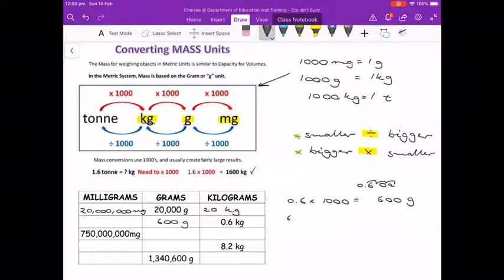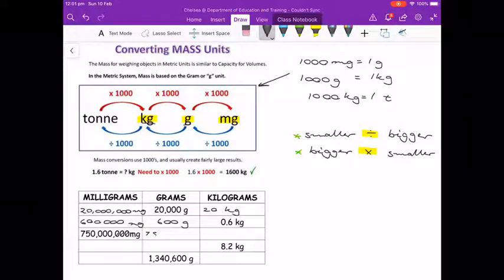So now I have 600 grams and I want to take that to milligrams. Using the chart above, grams to milligrams, add 3 zeros. We have 600,000 milligrams. And I'm going to go through doing the rest of the chart, but I might leave the working out. 750 million milligrams. Milligrams to grams, divided by 1,000, take off 3 zeros. So that would be 750,000 grams.